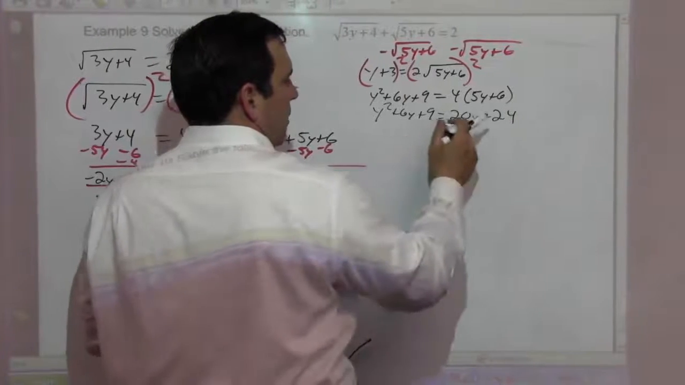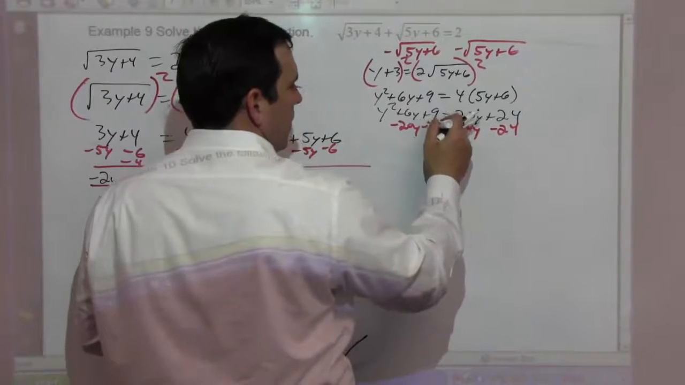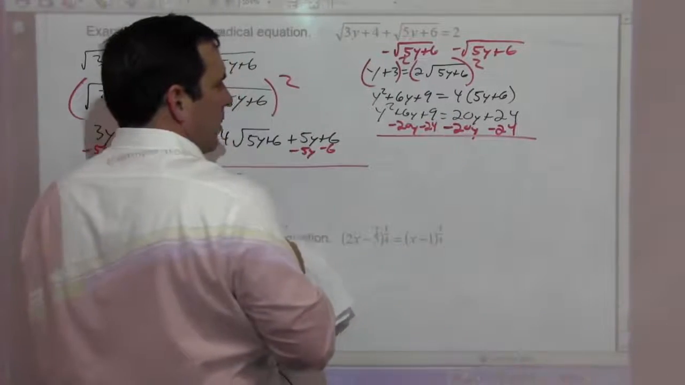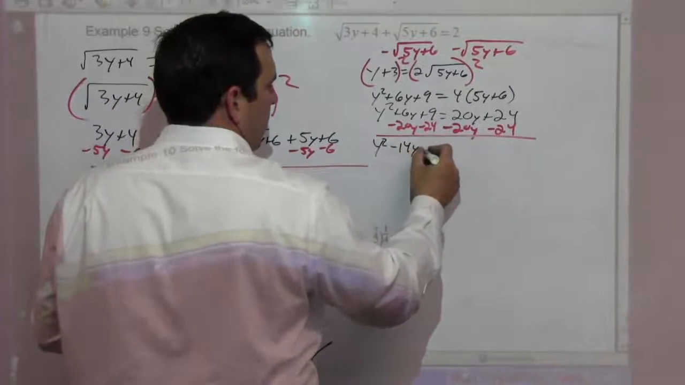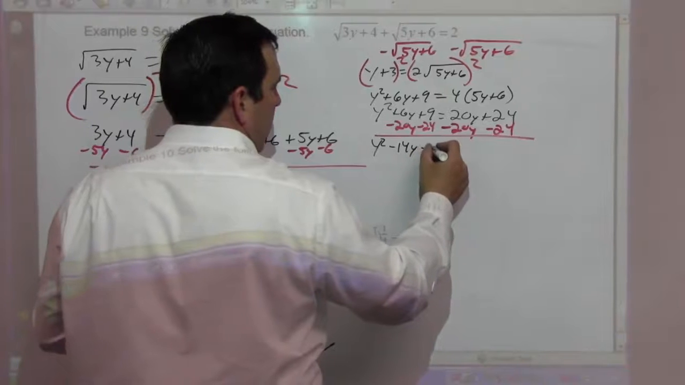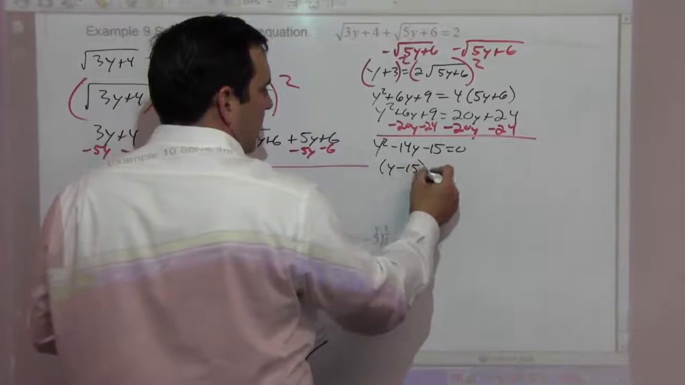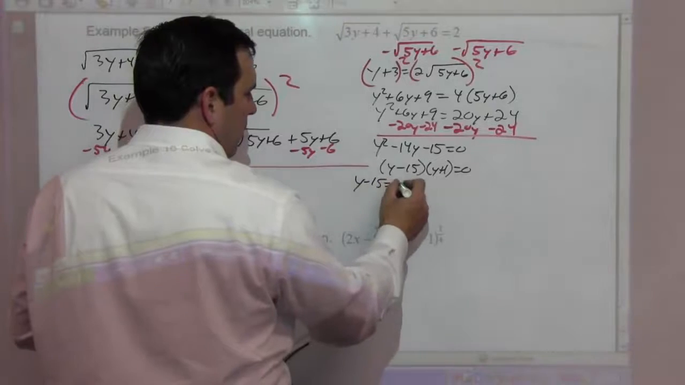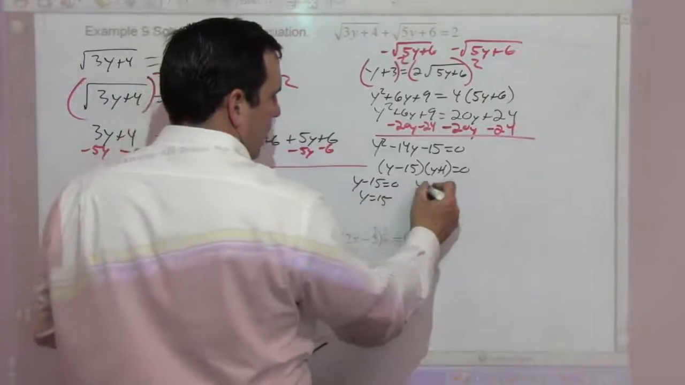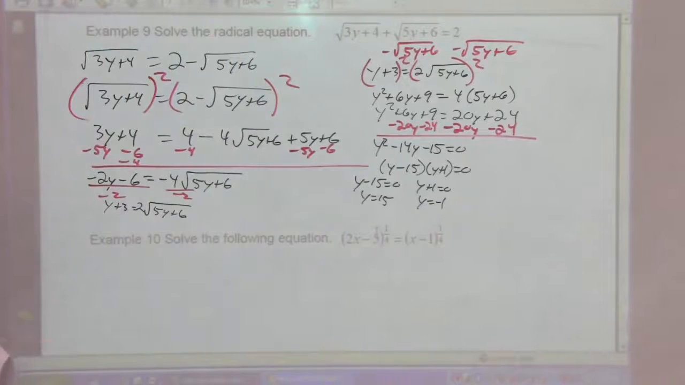So we'll subtract 20y from both sides, and we'll subtract 24 from both sides. So y squared minus 14y minus 15 equals 0. That would factor to be y minus 15 times y plus 1. Okay, so those are our solutions. Let's check these solutions to see if they work.